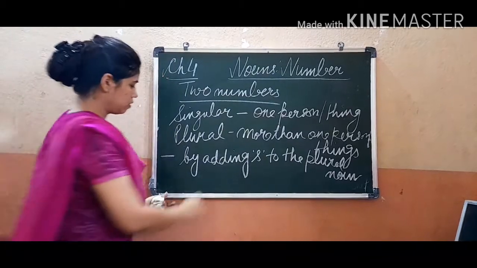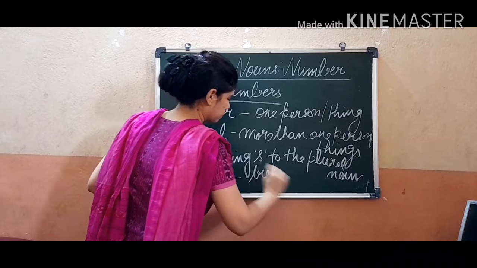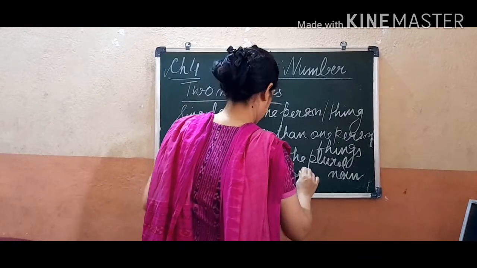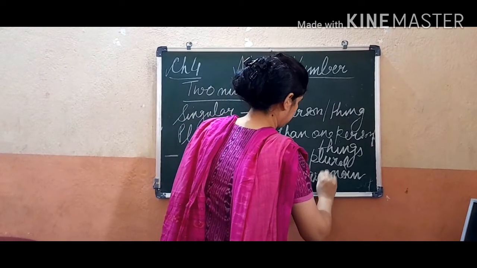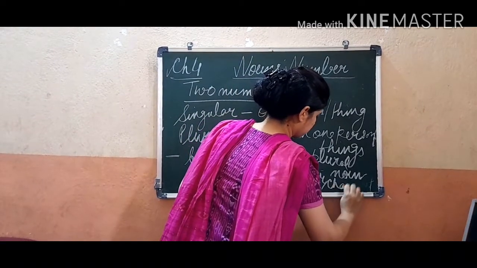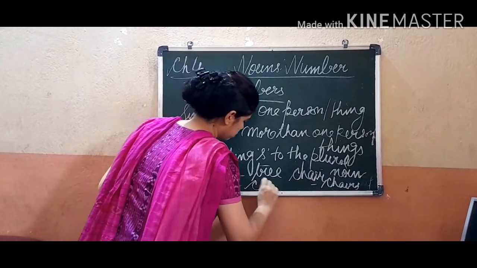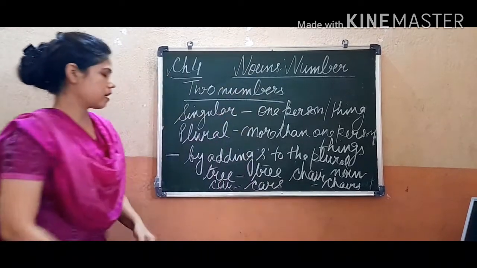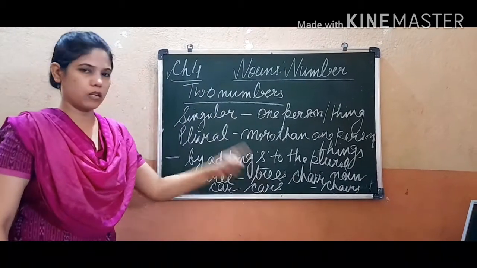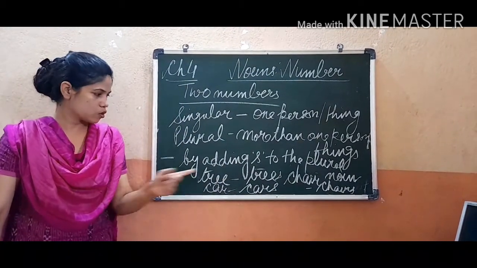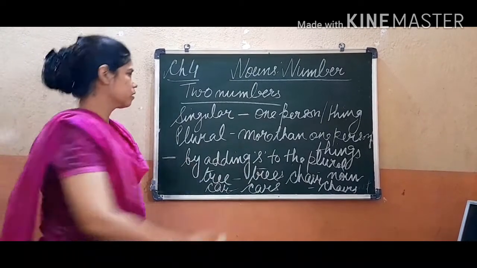For example, tree will change into trees. Bus, chair will change into chairs. Car will change into cars. So you can see that just by adding s, we have changed from singular to plural. Singular is one, plural is more than one. So simply by adding s to the singular noun, we can change into plural.